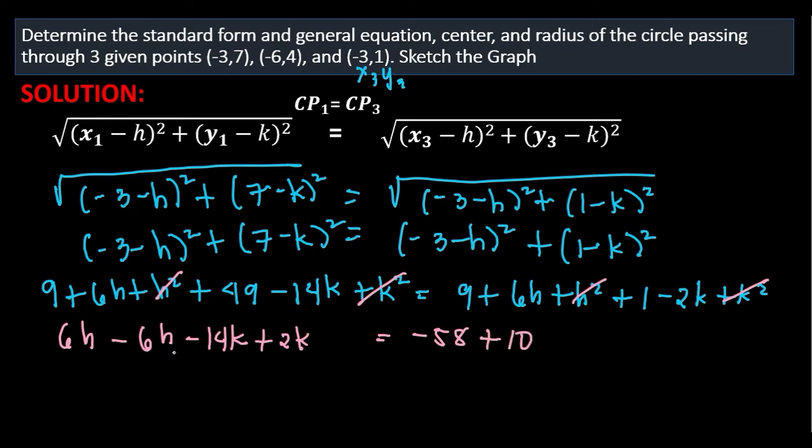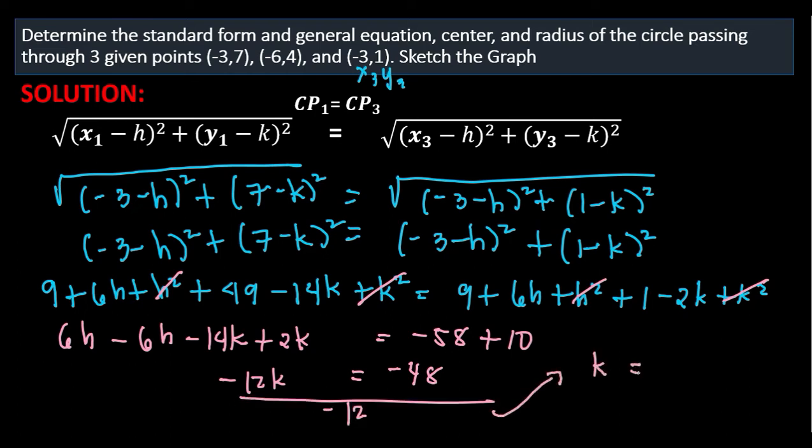So now let us combine like terms. So 6h minus 6h, 0 na. So negative 14k plus 2k, we will have negative 12k is equal to negative 58 plus 10 is negative 48. So we can divide both sides by negative 12. So we will have k is equal to 4. Our equation 2.